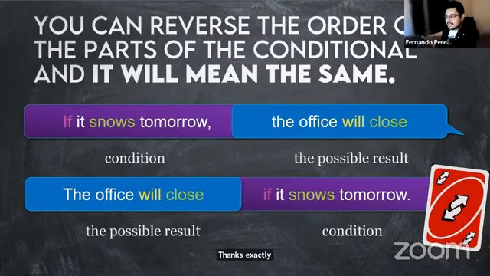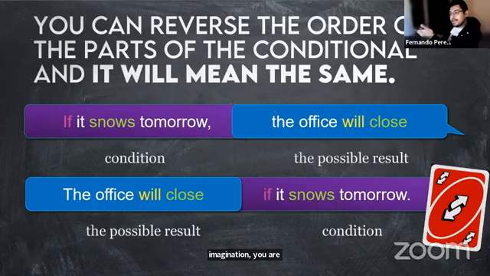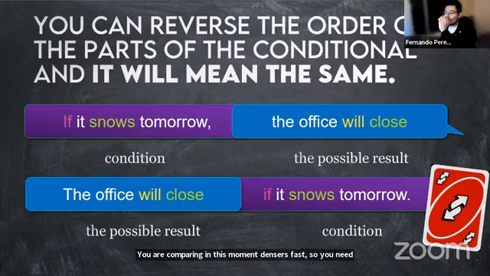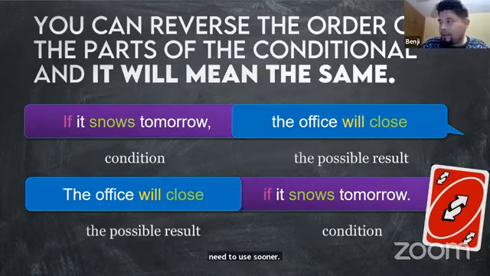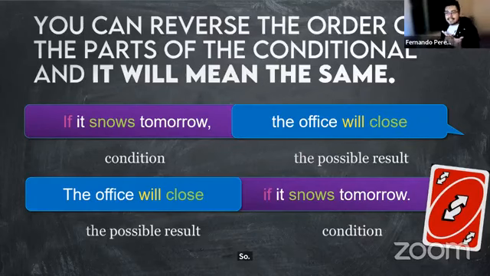I will arrive to the places, and if you are using the imagination, you are comparing this moment versus fast. So you need to use sooner. Comparison. Okay. I will arrive to the places sooner. Carlos, if I does exercise, I will run in the marathon. Watch out, Carlos. He, she, it does. But I do.